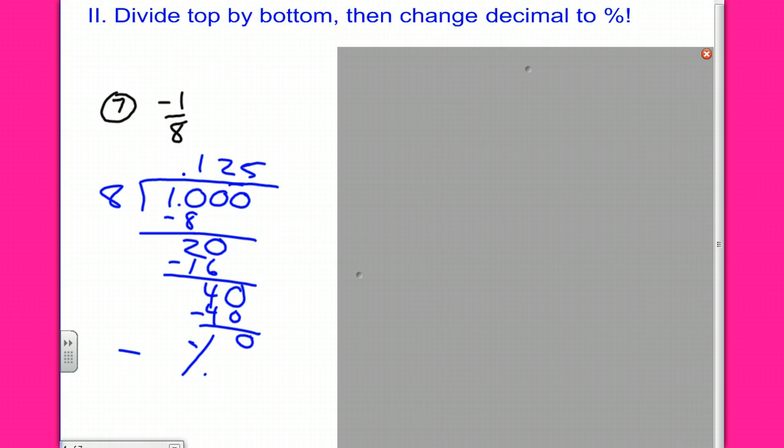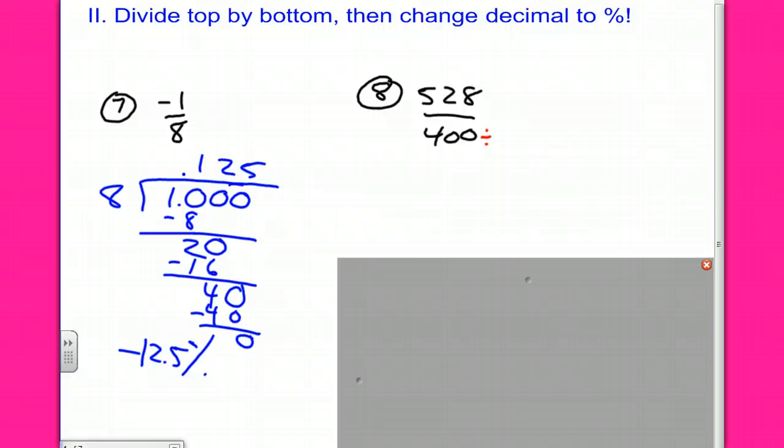So we're going to change 0.125 to a percent, right? And let's say it together, the answer is? Good, 12.5%, negative 12.5%. Okay, try this one, please.